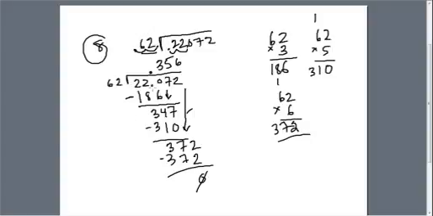Now you can see we put the decimal place exactly above the decimal point in the number here. So our final answer is just 0.352.